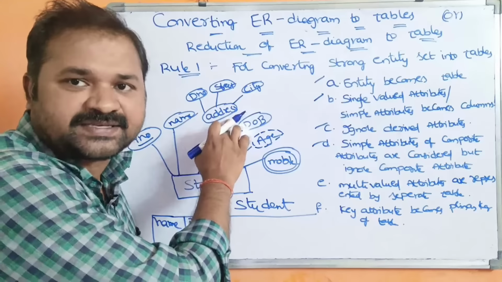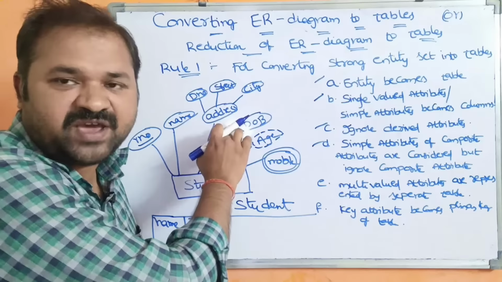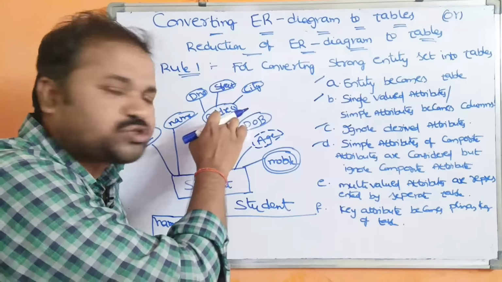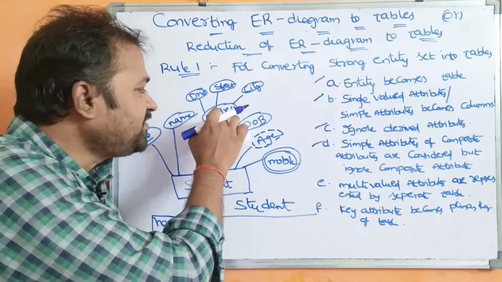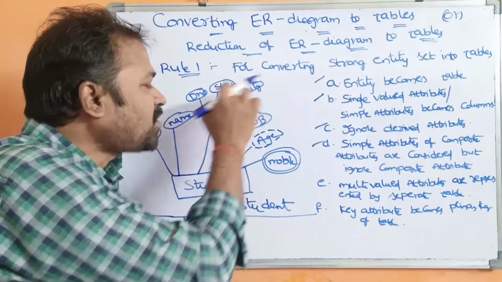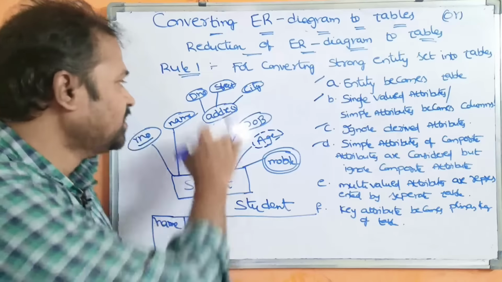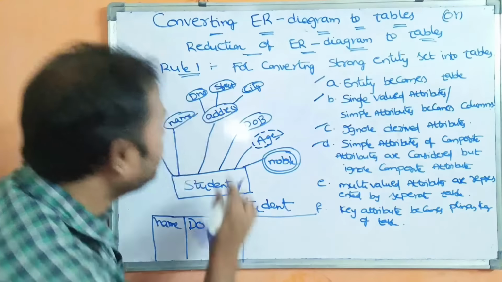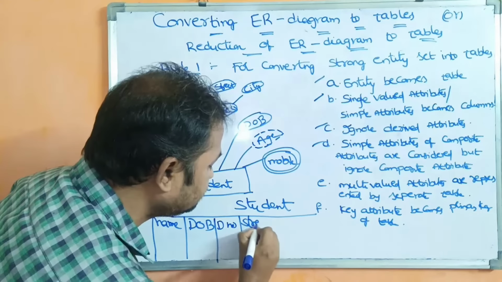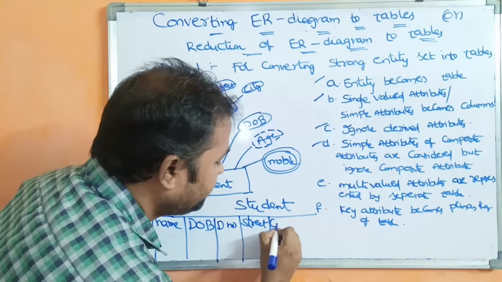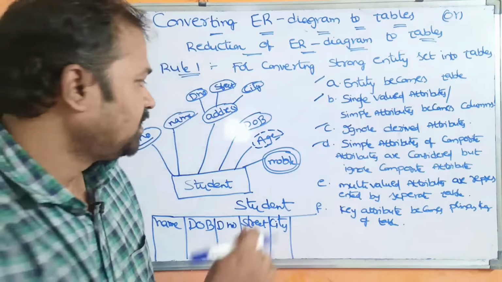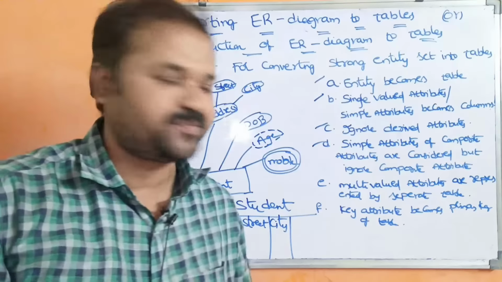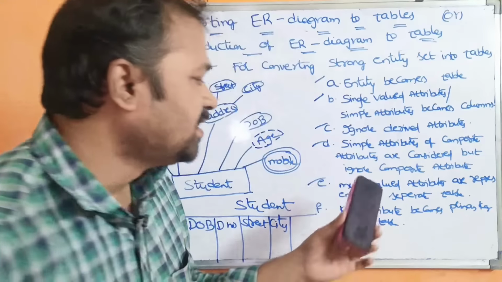If you consider address, address is a composite attribute. Why? Because address is made up of 3 simple attributes. There is no need to store address in the table, but we have to store the simple attributes of this composite attribute in the table. So what are the simple attributes of the address? Door number, next street, next city. So let us store them in the table. There is no need to store address itself in the table because address is a composite attribute. Now let us see the next condition.